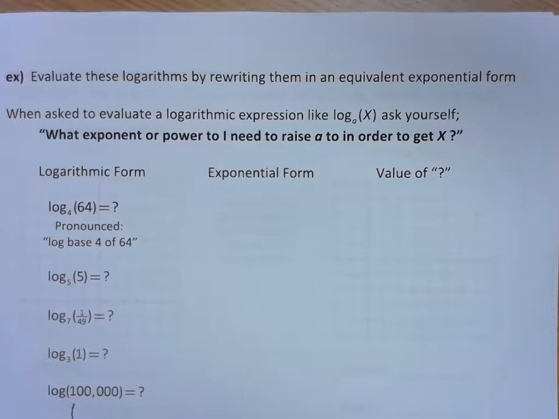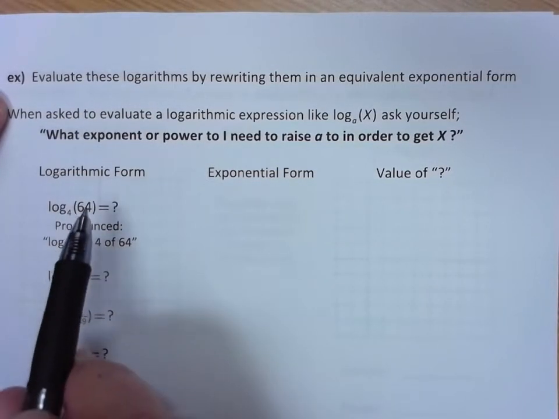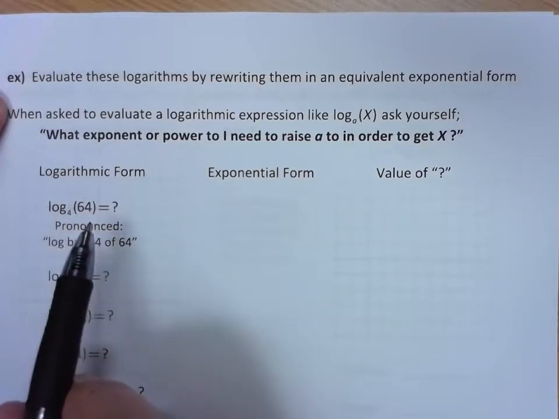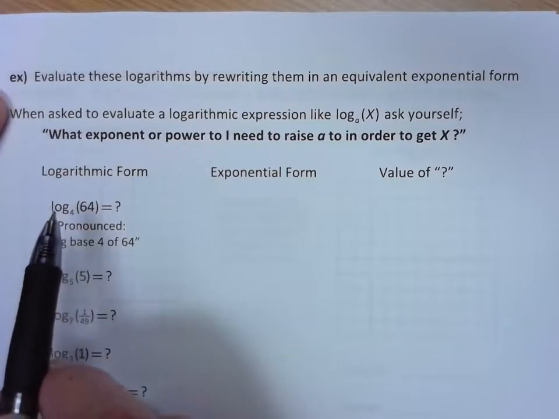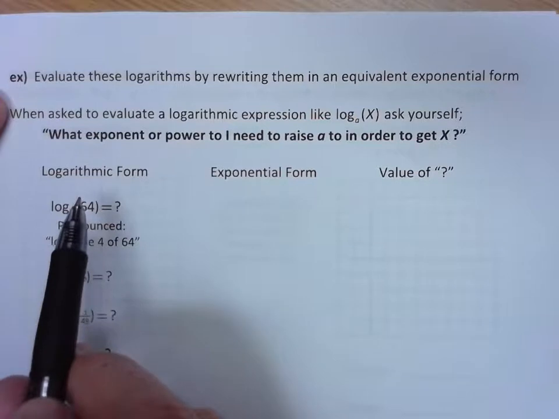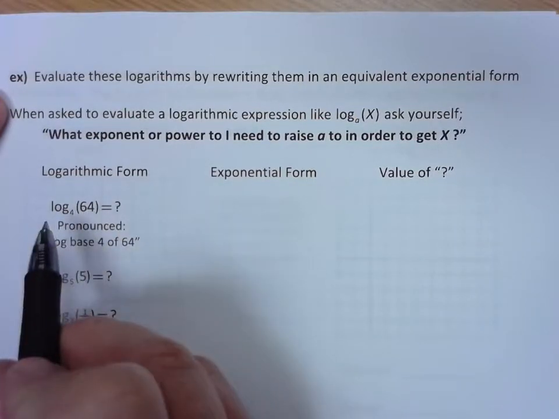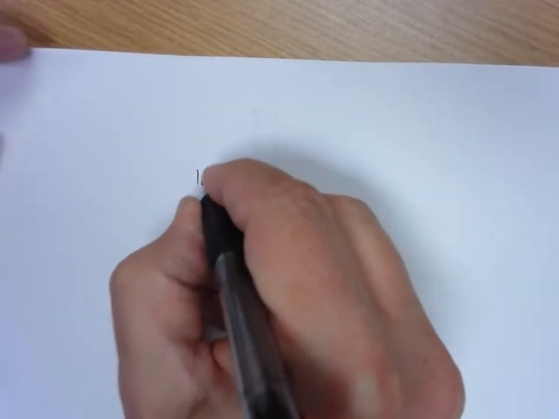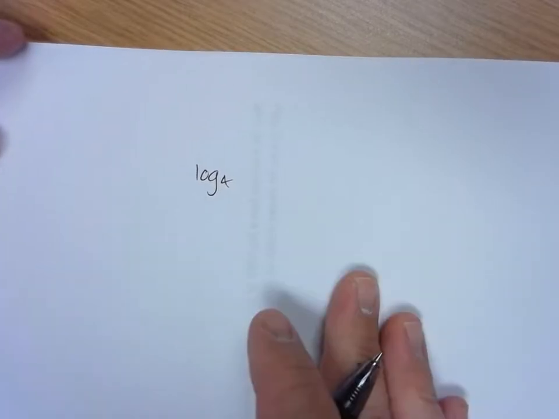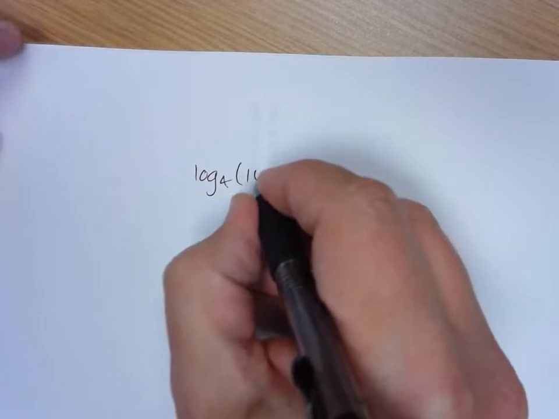So again, log form, you pronounce this log base 4 of 64. Whenever you write a logarithm, it requires the abbreviation log. It requires some form of a base value written as a subscript, and you have to have parentheses around something, its argument. So in other words, writing this makes no sense. You're taking log base 4 of nothing. You have to have something inside there.